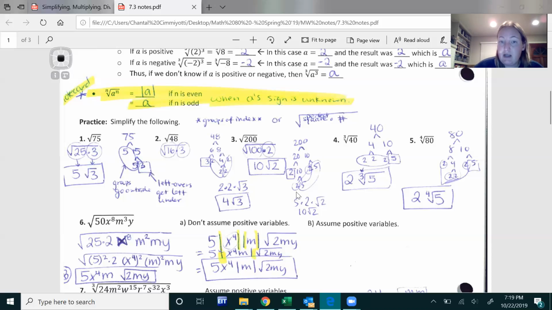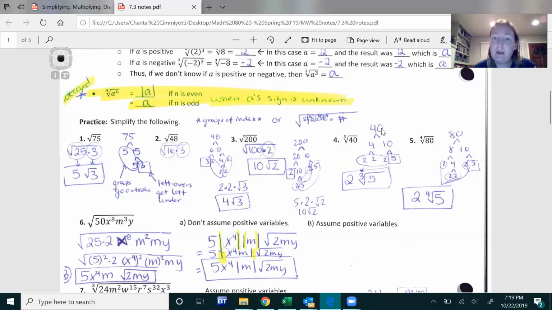If I did my factor tree, I'd have 5 times 2, and then a leftover 2. And notice I circle the ones that I'm pulling out, the ones that I'm looking for groups of 2 of, because I'm doing the square root, and then the leftovers I box. That's just a way I keep track of it.